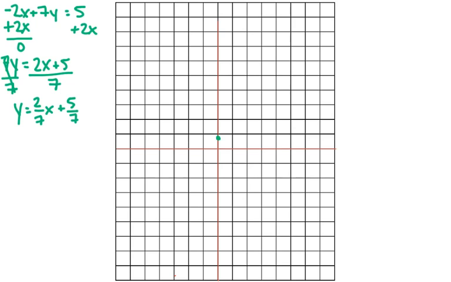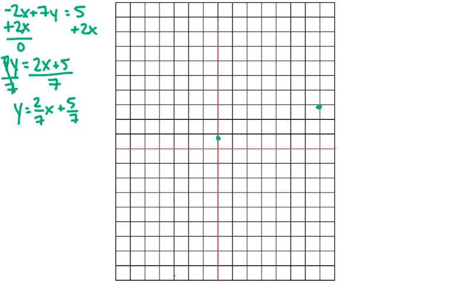So there's my 5/7. And from there, I need to go up 2 units and to the right 7 units. So to this, I'm going to add 2. And so I need to put a point at 2.71. So here's 1, 2, here's 2.71, but that's not really my point because remember I need to move over 7 units. So 1, 2, 3, 4, 5, 6, 7. So I need a point right here on my graph.